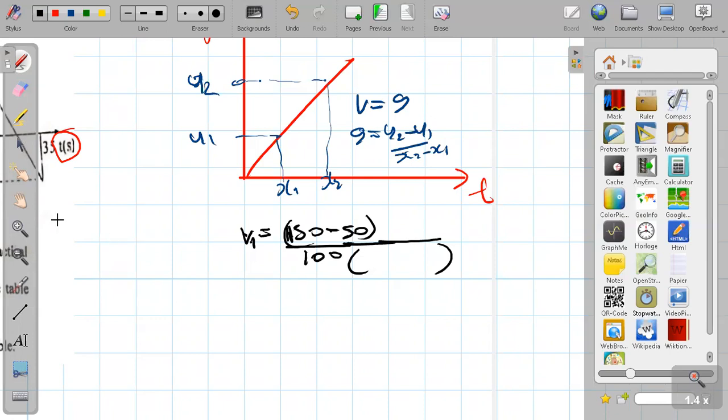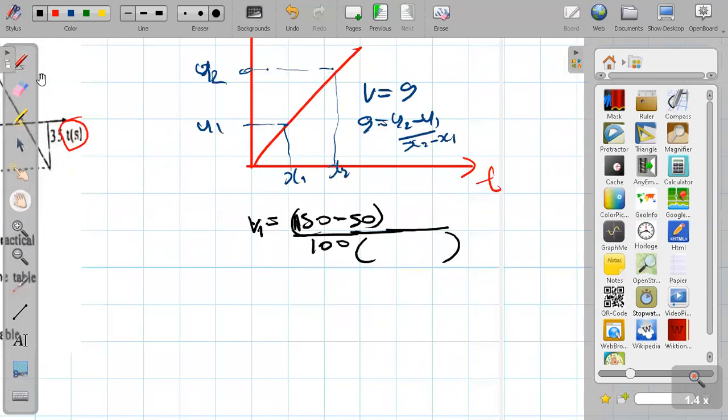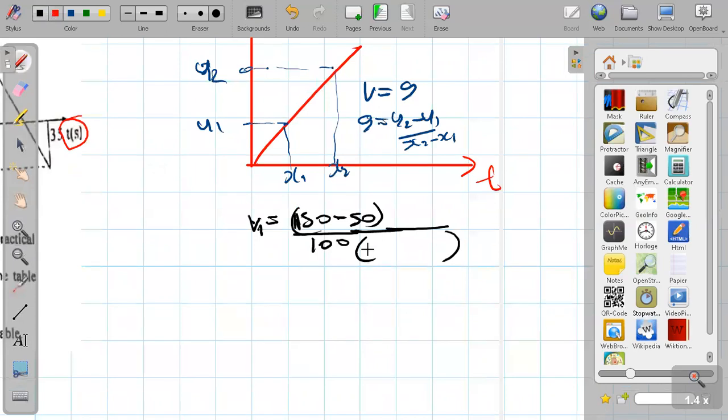What is the time? 10 minus 0. Final time is 10, initial 0. 100 above and 100 below, divided by 10. 100 and 100 cancel off. 0.1 m s^-1 is the v1 value.